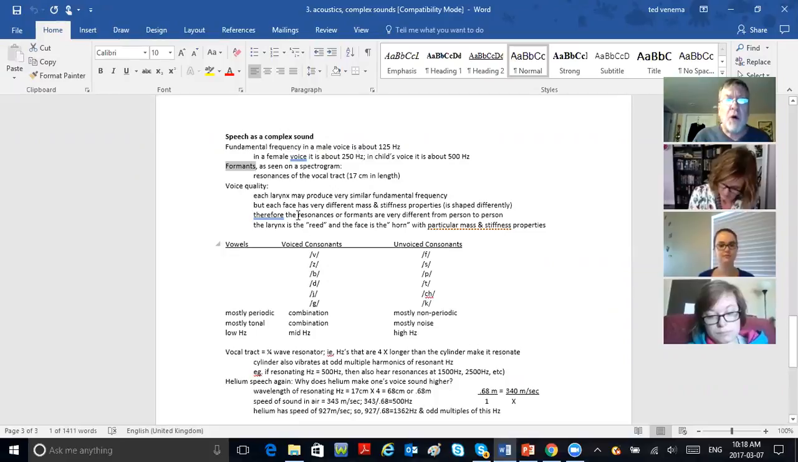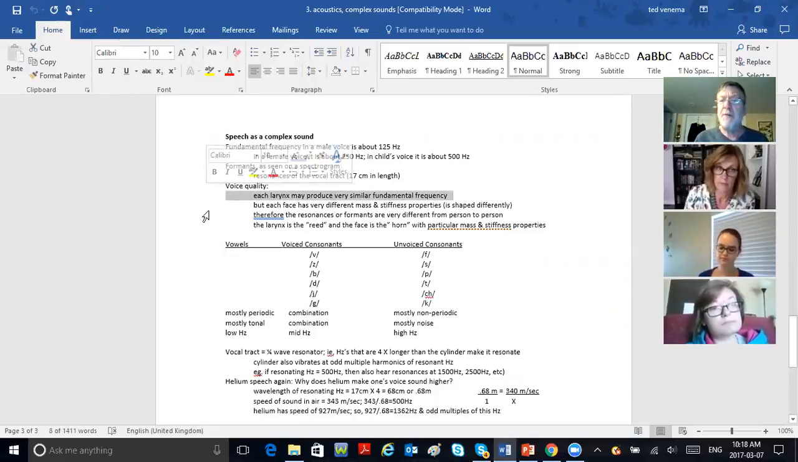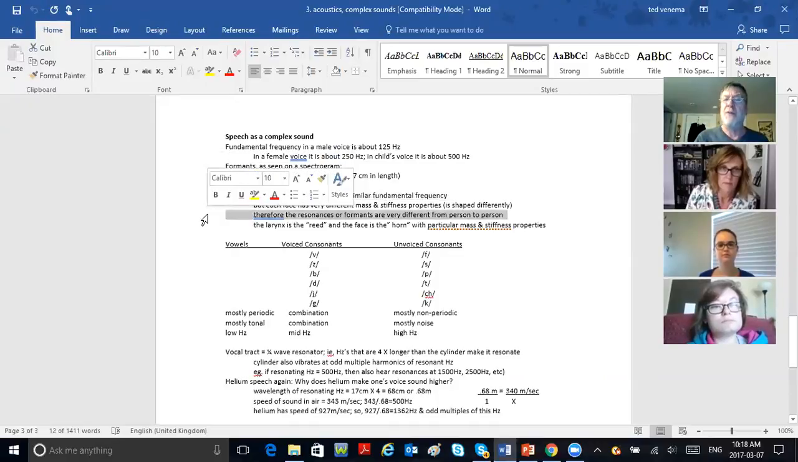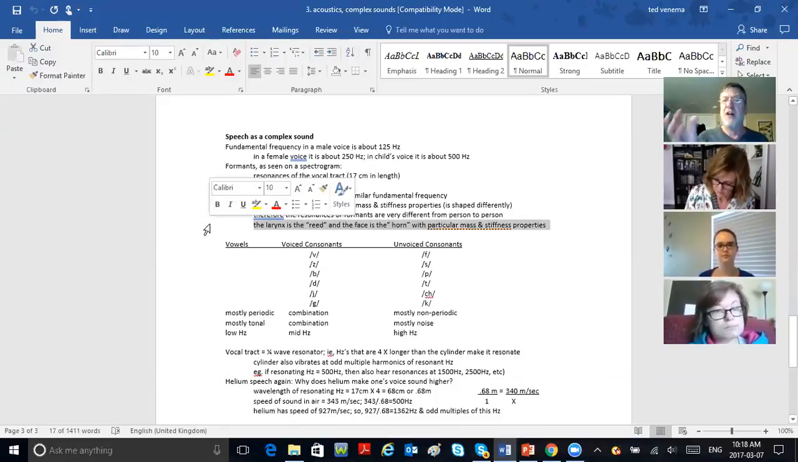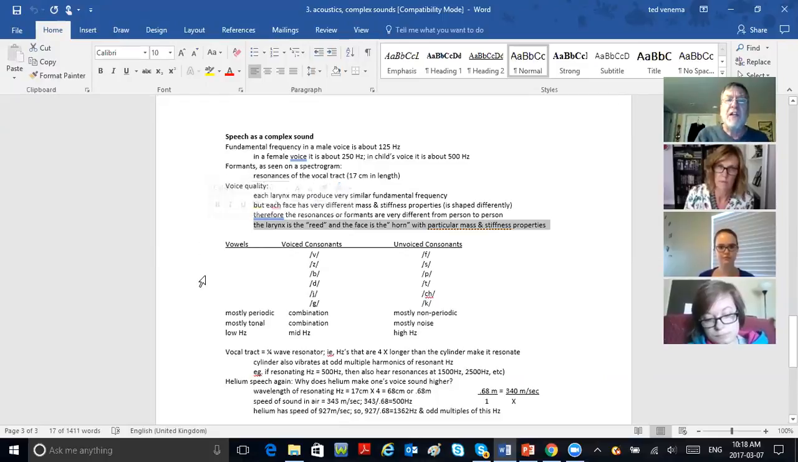Voice quality. Each larynx may produce very similar fundamental frequency, but each face has different mass and stiffness properties. Therefore, the resonances or formants are different from person to person. But basically, the first one's going to hover around 500 hertz. That's sort of a thing. But think of the larynx as the reed and the face as the horn, with its own particular mass and stiffness properties.